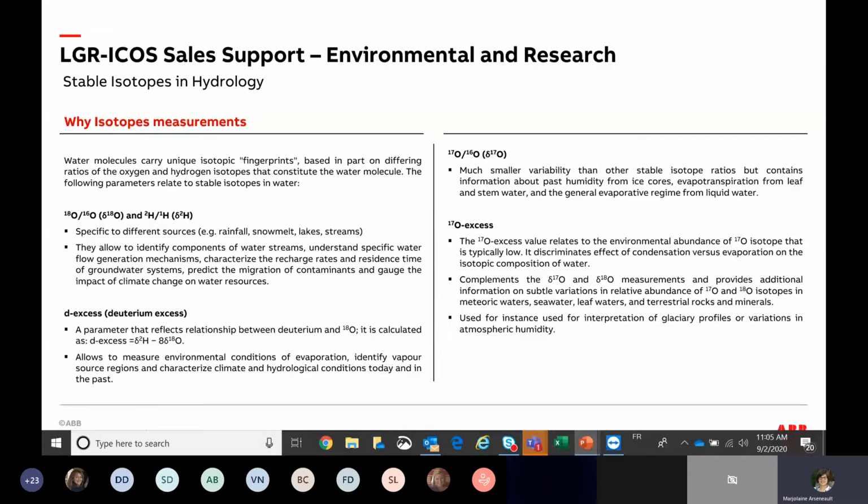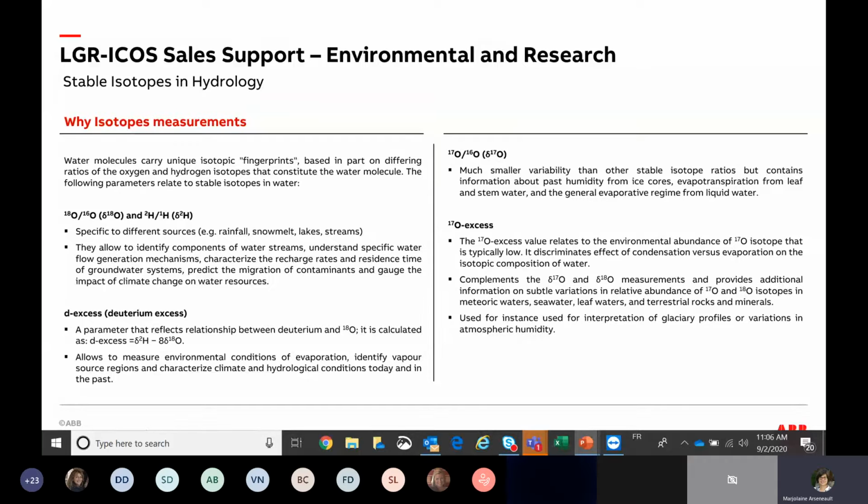Another thing you could follow is the d-excess, the deuterium excess. This parameter reflects a relationship between delta deuterium and delta O18. It's, as you see here, delta deuterium minus 8 times delta O18.